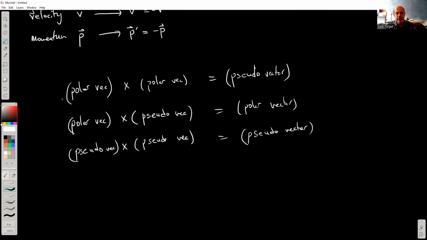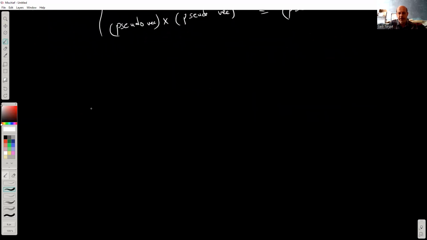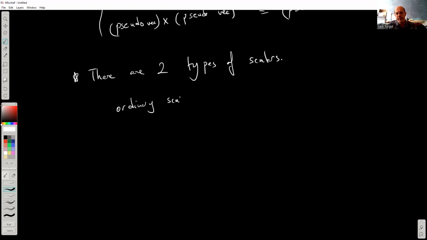So we can think of these as the rules of the cross product. Okay. So the next topic is the scalars. It appears that there are two types of scalars. One is an ordinary scalar, and the other one is a pseudoscalar.